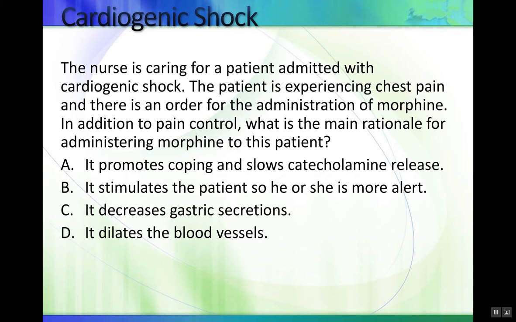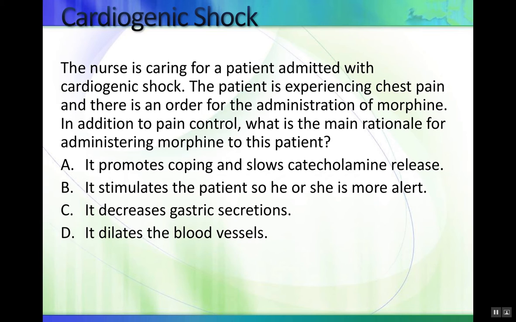In addition to that, morphine will dilate your blood vessels. That's going to therefore reduce your workload and decrease the cardiac filling time, which is your preload. And it's also going to reduce the pressure against the heart muscle to eject, which is your afterload. So it's basically going to decrease your preload and reduce the pressure in your afterload.